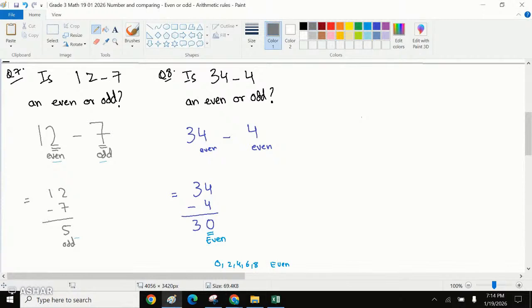Moving ahead, let's say we have question number 9. The question says, is 21 plus 76 an even number or an odd number? What is 21 plus 76? What is 21 plus 76? The result would be even or odd?